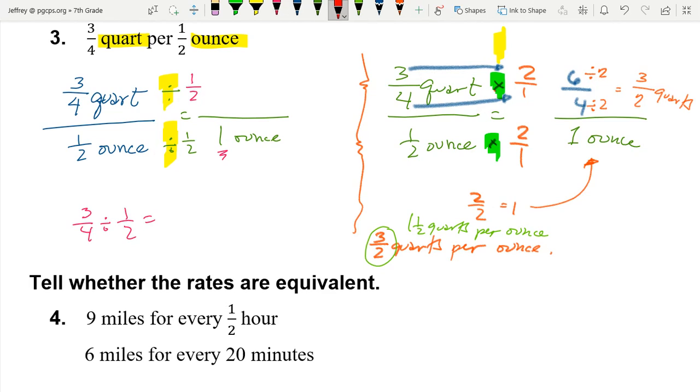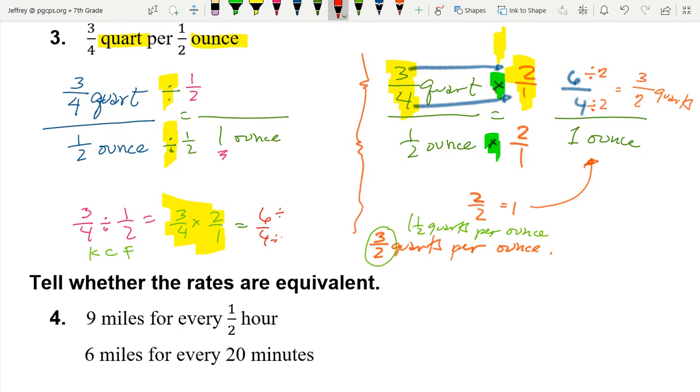Now remember, when you divide, it's the same thing as keep, change, flip, or multiplying by its reciprocal. So this becomes 3/4 times 2 over 1. Notice how this expression is the same thing as what we did here: 3/4 times 2 over 1. So you will get the same answer, which is 6 over 4.